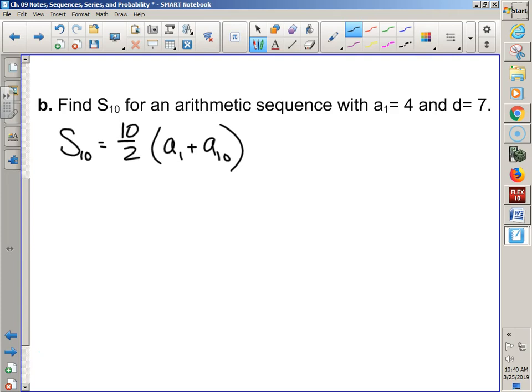To find S sub n, you do n over 2, a1 plus an. Is that okay? So n is 10, n is 10, n is 10. I mean, I already plugged in 10 and 10 and 10, but what else can you plug in? 4 plus, what was it?